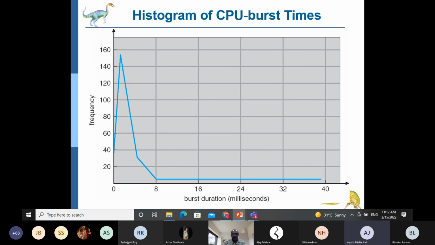If you analyze the CPU burst durations in a process or a group of processes, it appears like this. There are lots of CPU bursts having smaller durations, and very few CPU bursts having slightly larger durations. Looking at milliseconds, most of the CPU bursts, the larger number of them, have the lesser duration, less than 5 milliseconds. And there are a few CPU bursts whose duration is a bit longer.